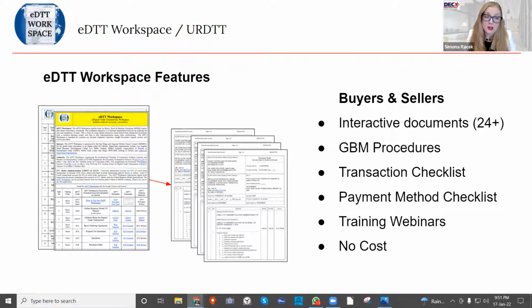So when you access the Workspace at the link in the description of the video, you will find underneath the Workspace the Global Business Model Manual. The Workspace has several webinars explaining how to use the Workspace. The transaction documents contain a detailed transaction checklist and a detailed payment method checklist. We'll talk about this later. This is information required to define and structure both the trade transaction and the payment method. As mentioned before, access to the Workspace documents and training webinars is offered at no cost to all parties.